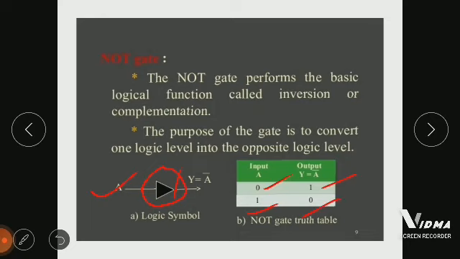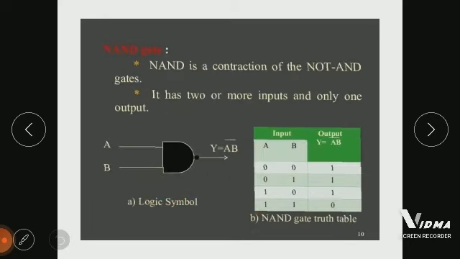Next we will move on to the universal gate, the NAND gate. The NAND gate is the combination of the NOT and AND gates. It has two or more inputs and only one output. So we have two inputs A and B, and the symbol looks like this. It is similar to the AND gate symbol, the only difference being that we put a bubble at the end tail of the AND gate. So we get the output y is equal to AB bar.